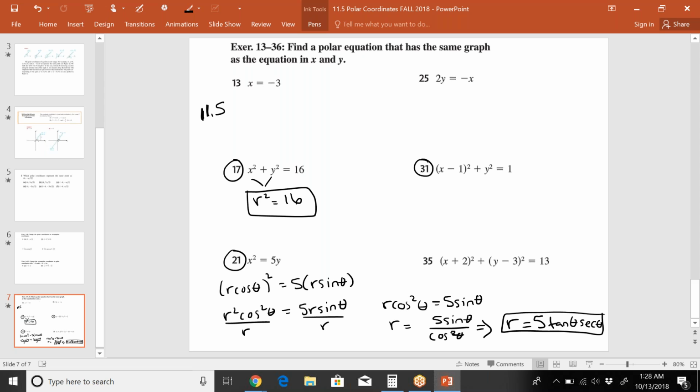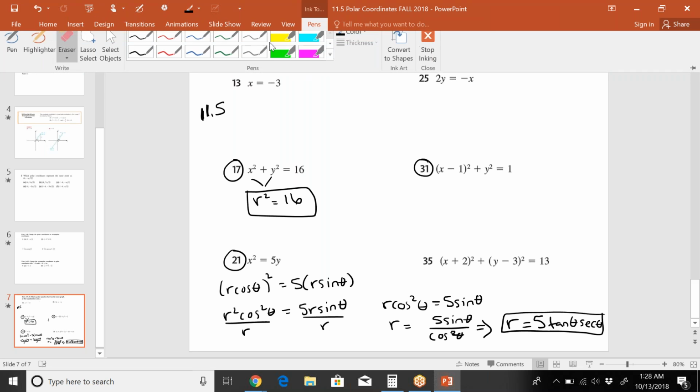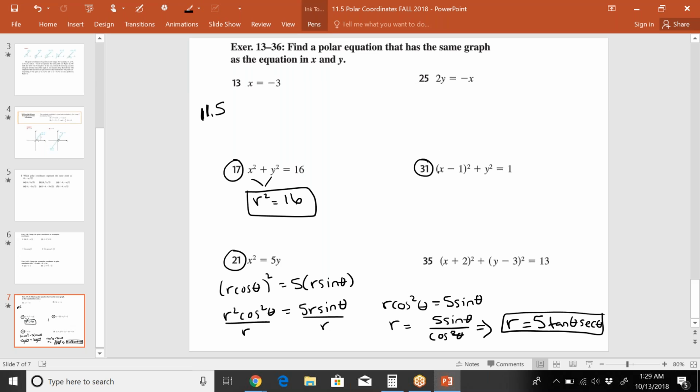And then this is the last one that's kind of similar to the WebAssign. All of these kind of work the same, but I don't know which number it is in the homework, but it's one of them. Let's see, do we want to distribute first? You can do one of two things. You can go ahead and plug in the r cosines and the r sine thetas, or you could FOIL this out first. If I FOIL it out first, that would be x squared minus 2x plus 1. So that was doing x minus 1 times x minus 1 plus y squared equals 1.